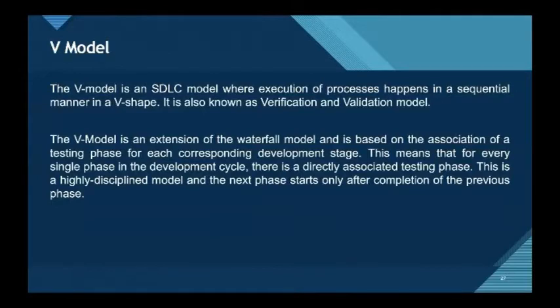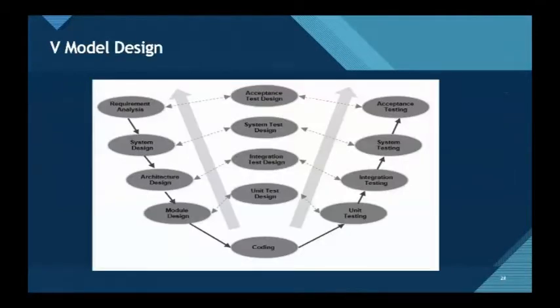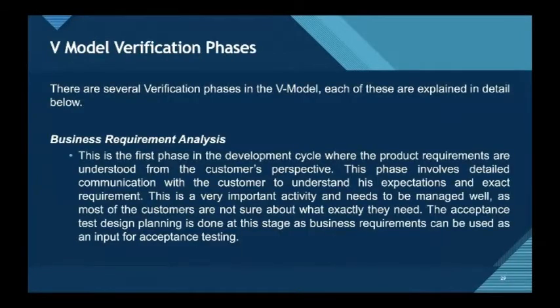This means that for every single phase in the development cycle, there is a directly associated testing phase. So this is a highly disciplined model, and the next phase starts only after completion of the previous phase. Here is an example illustration of the V model design. V model verification phases. There are several verification phases in the V model. Each of these are explained in detail below.